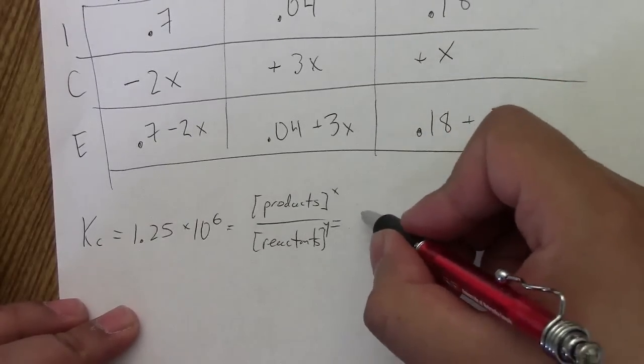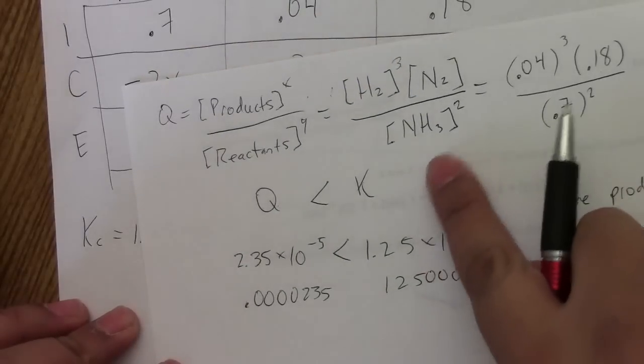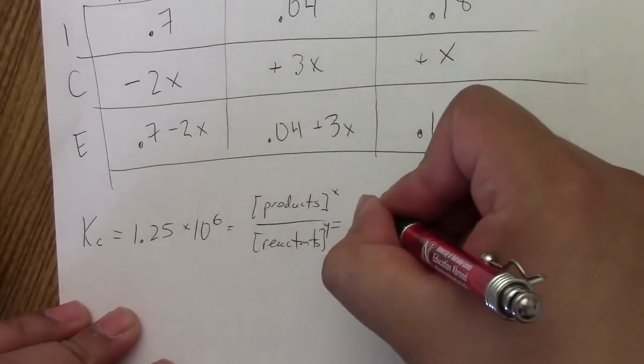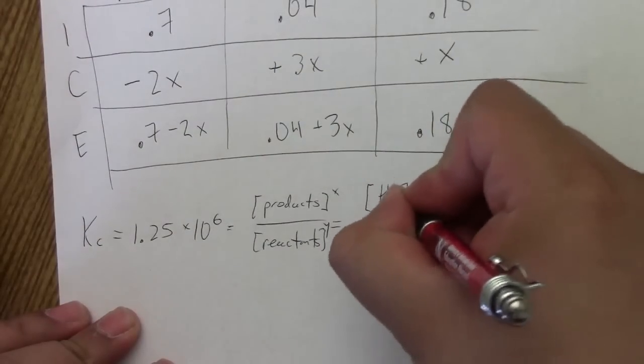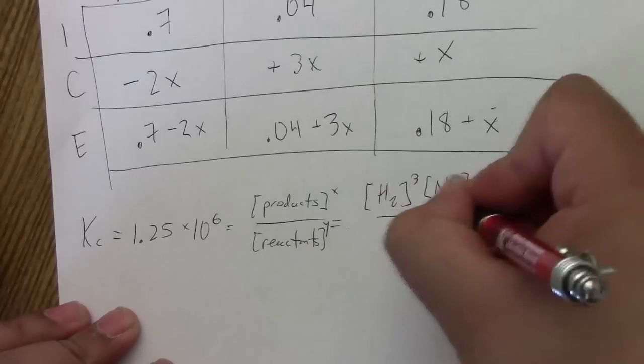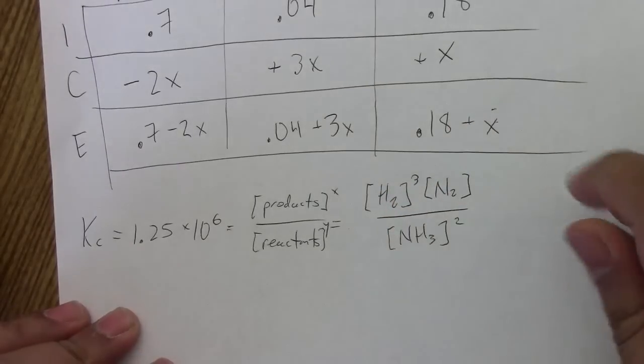All right, so products over reactants. And in fact, in case you're not sure, look back to what you did before. It's in the same format as Q. So we've got H2 to the 3rd power, N2, and NH3 to the 2nd power on the bottom. All good, I hope.